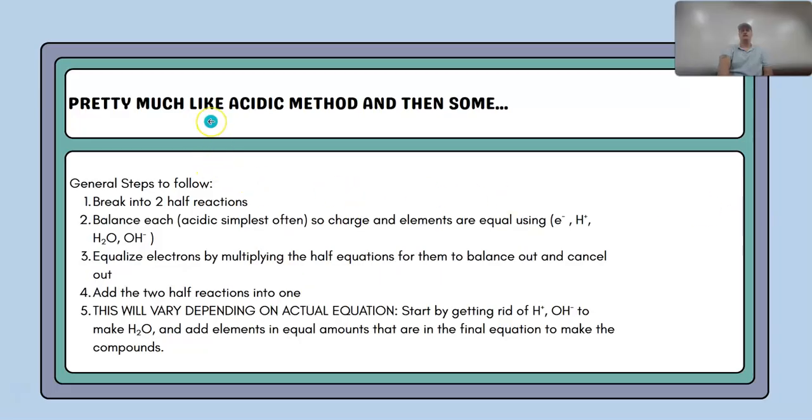Pretty much like the acidic method, but then a sum. So pretty much the acidic way, electrons, 2 half reactions into 1. Then, depending on the actual equation, you want to start getting rid of these other things and adding equal amounts of elements to the final equation to make it look like the final equation. So what's really interesting about this is you're not really balancing too much of the numbers by this time. You're trying to balance out the actual compounds themselves.